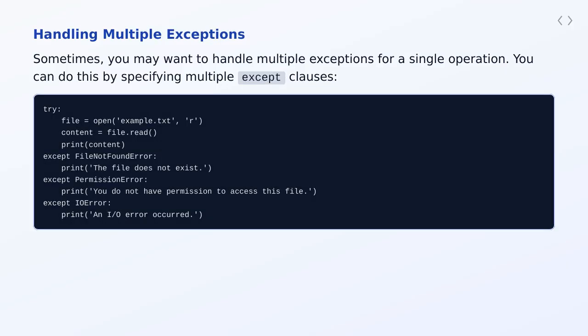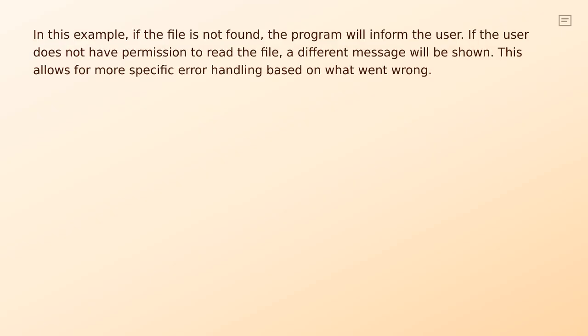Handling multiple exceptions. Let's dig in. Sometimes you may want to handle multiple exceptions for a single operation. You can do this by specifying multiple except clauses. I'll let you read the examples on screen rather than reading every line aloud. In this example, if the file isn't found, the program will inform the user. If the user doesn't have permission to read the file, a different message will be shown. This allows for more specific error handling based on what went wrong.